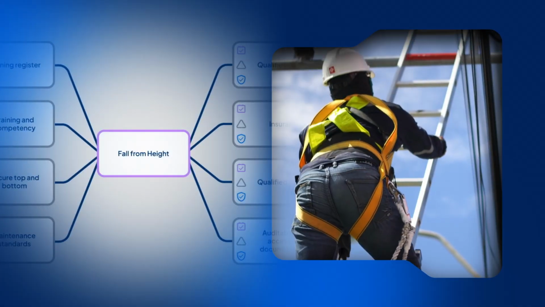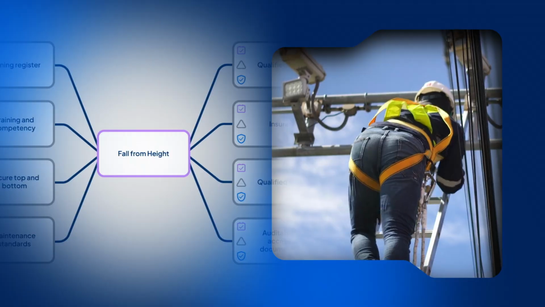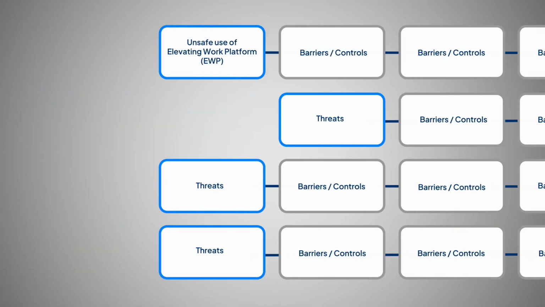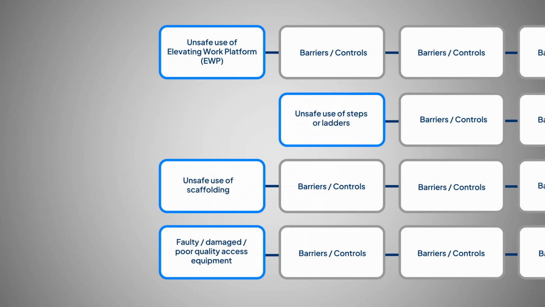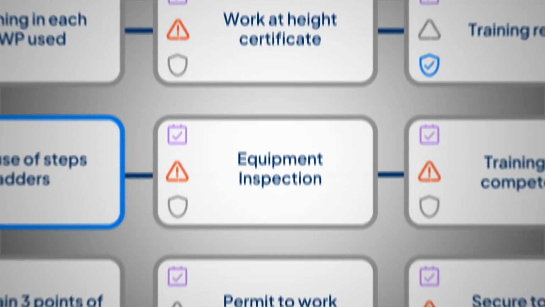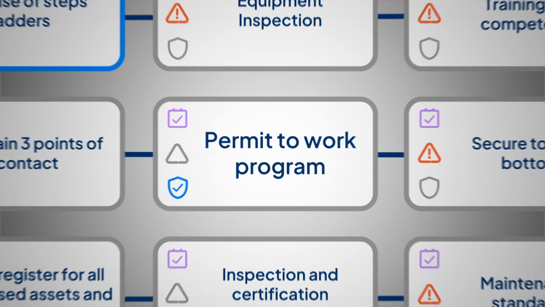To better understand this, let's use an example of a fall from height. The risk would be working from height, and the top event would be a fall or an injury. A threat to falling from height could include unsafe use of elevated work platforms, unsafe use of a ladder or faulty equipment, and the preventative barriers for these threats could be a working at heights certification or accreditation, equipment inspections of assets or vehicles, or a permit to work program.